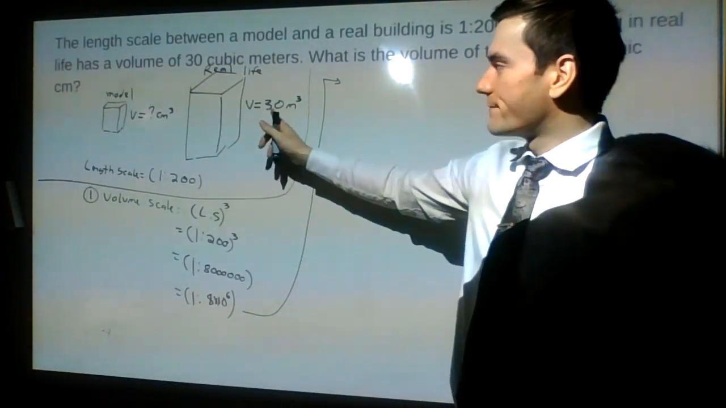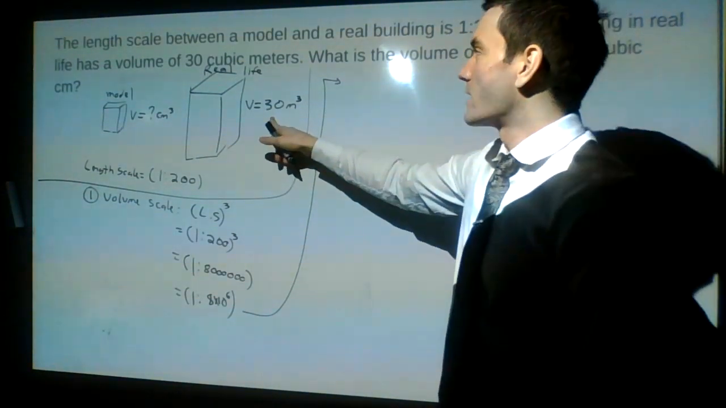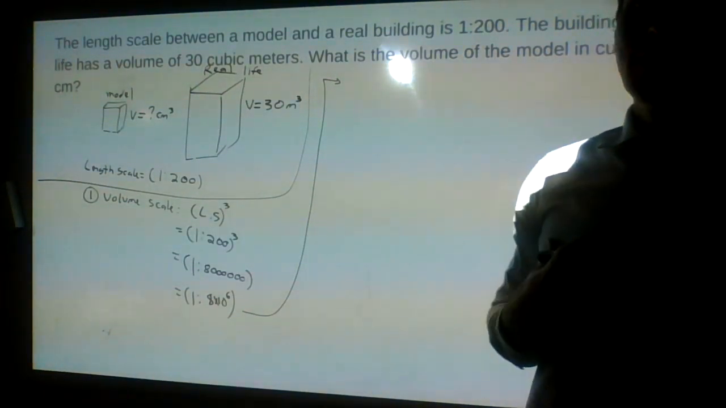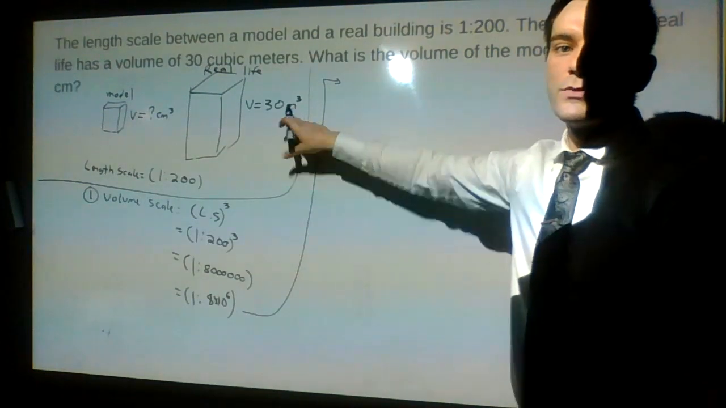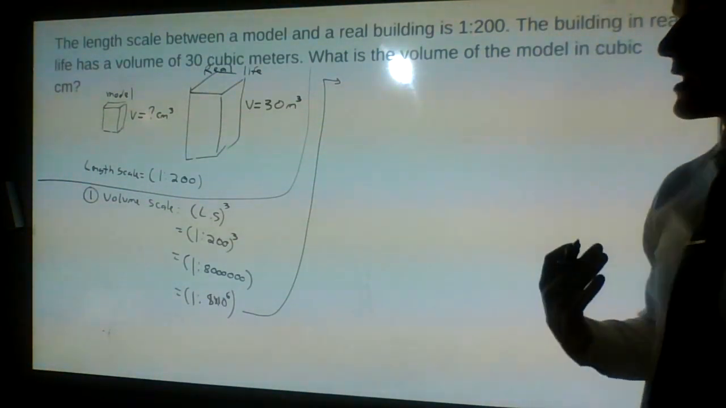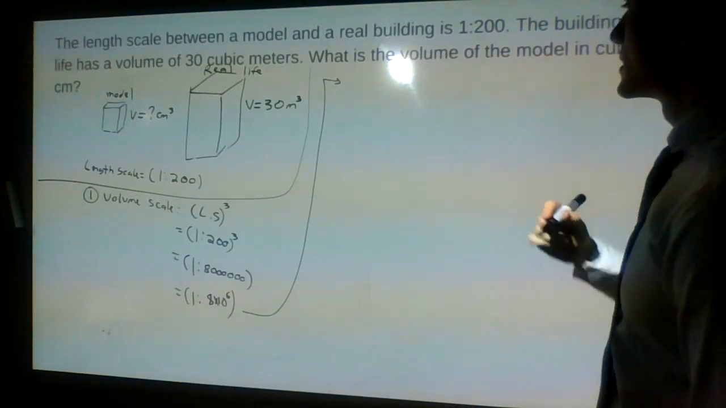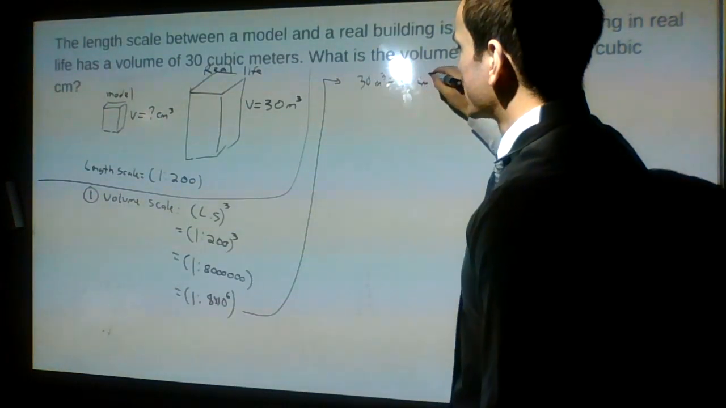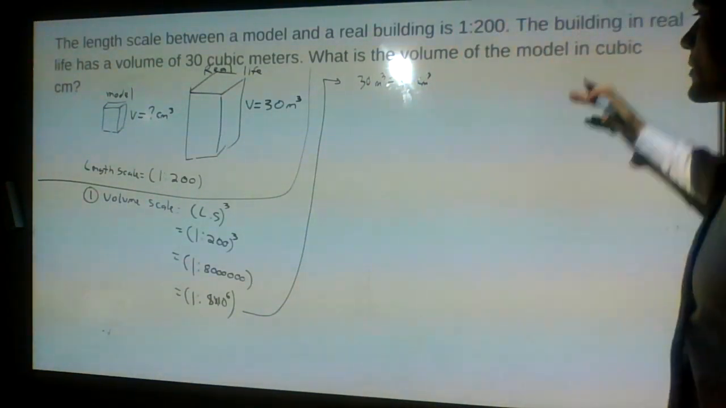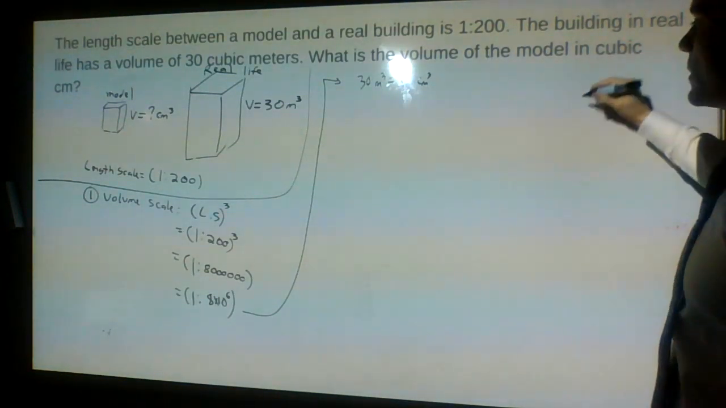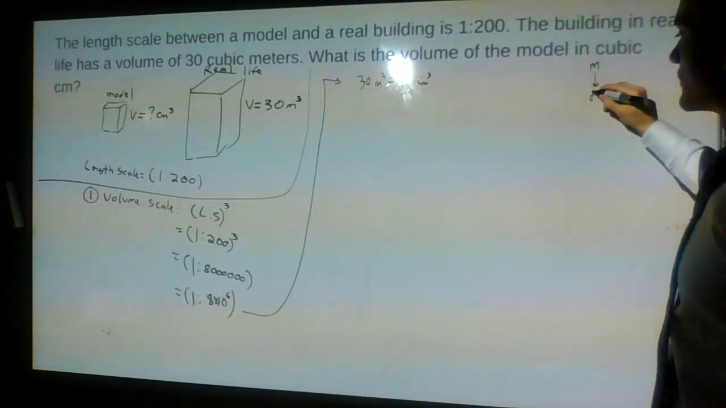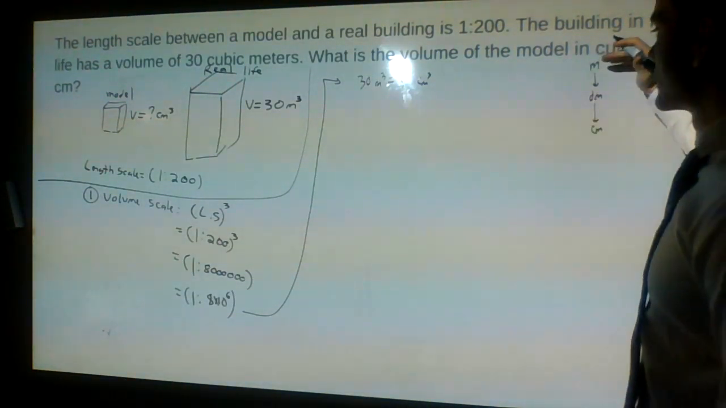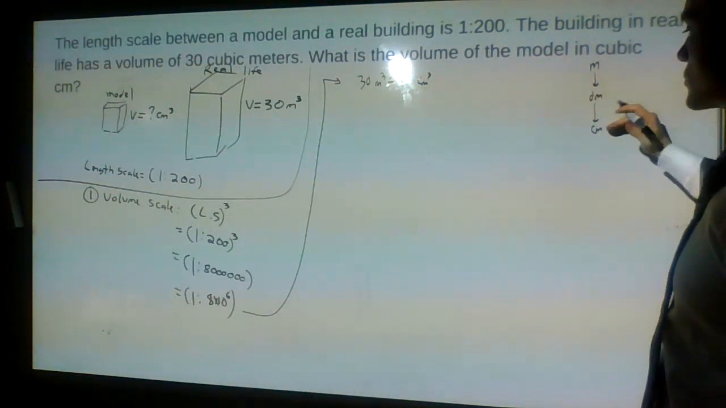Right now, my volume here is in meters cubed, and I want the answer for the model in centimeters cubed. So at this point, I like to change my volume from meters cubed into centimeters cubed. You don't have to do that right now, but that's the path I'm going to take. So let's find out 30 meters cubed equals how many centimeters cubed. If we remember, King Henry died by drinking chocolate milk. We have meter, then decimeter, and then centimeter.